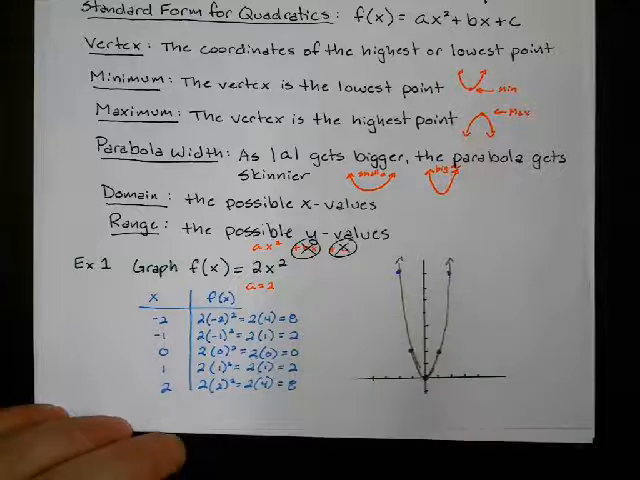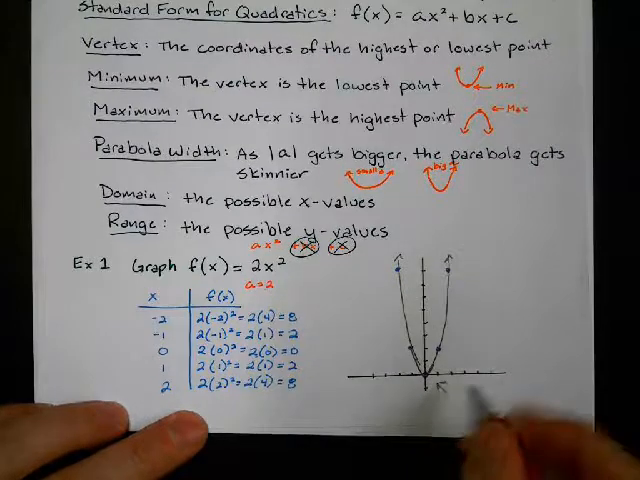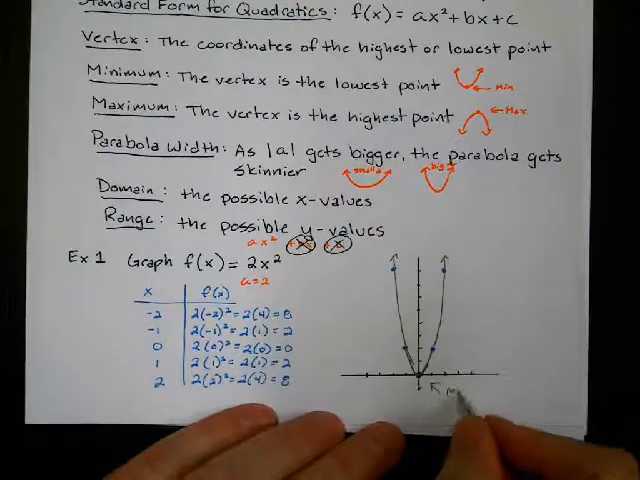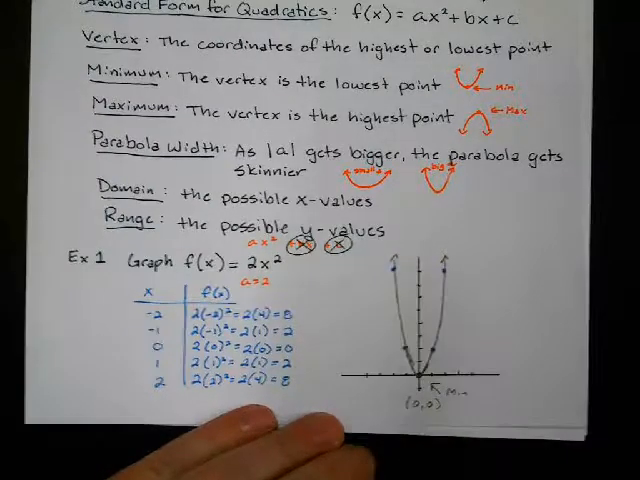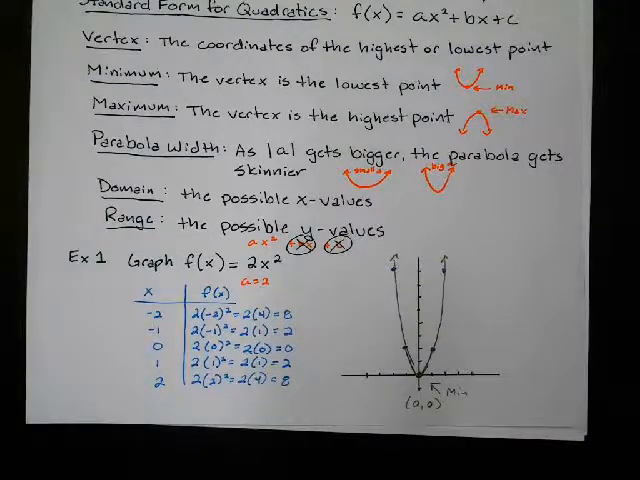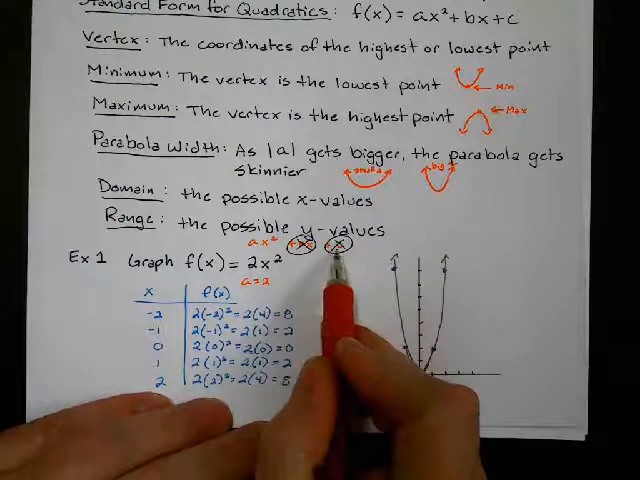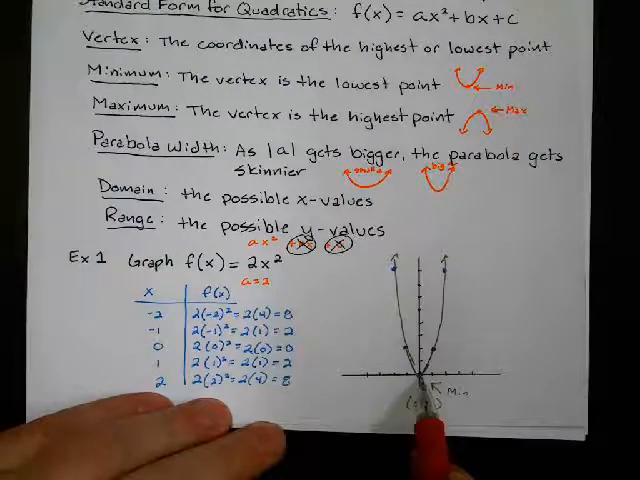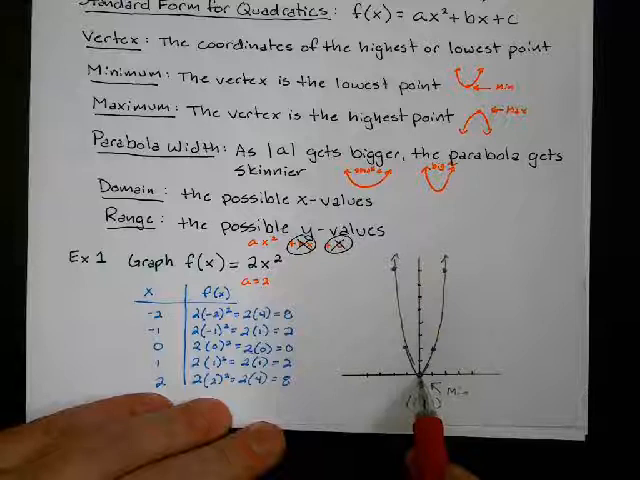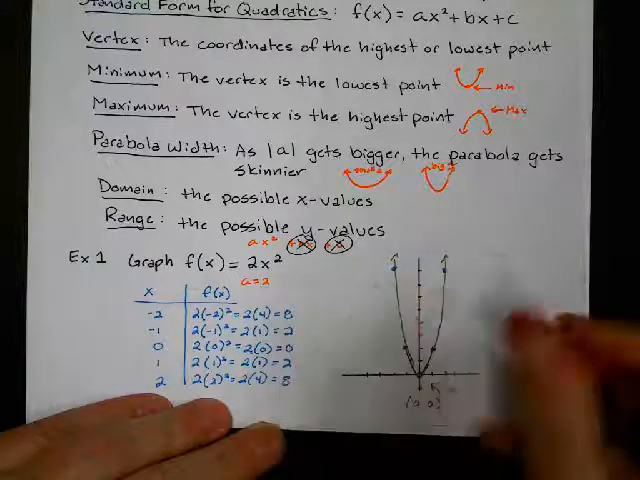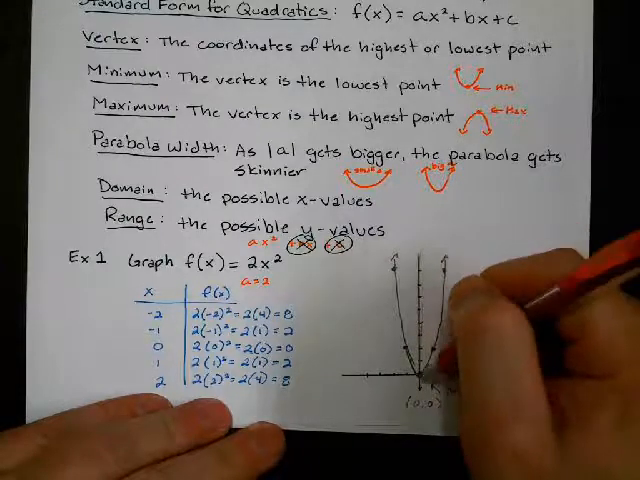Okay, our vertex is down here, and that vertex is a minimum because it's the lowest point. So our vertex is at 0, 0. Now, anytime you don't have a BX and you don't have a C, your vertex is going to be at 0, 0. So this one didn't have a BX, it didn't have a C, so it's going to show up as a vertex at 0, 0. And then we can see that our axis of symmetry is right here along the y-axis. That's where it's splitting it in half, and it's the same on either side of that.